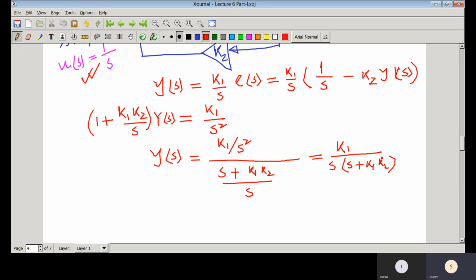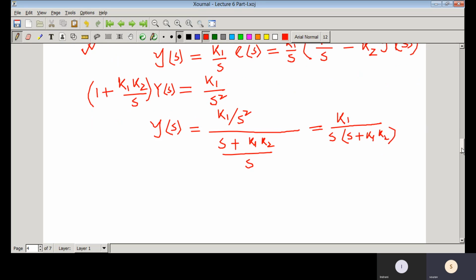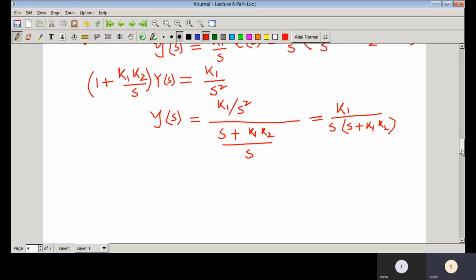So now we'll be applying the final value theorem. If you would like to apply the final value theorem, then we need to see whether sY(s) is analytic or not.